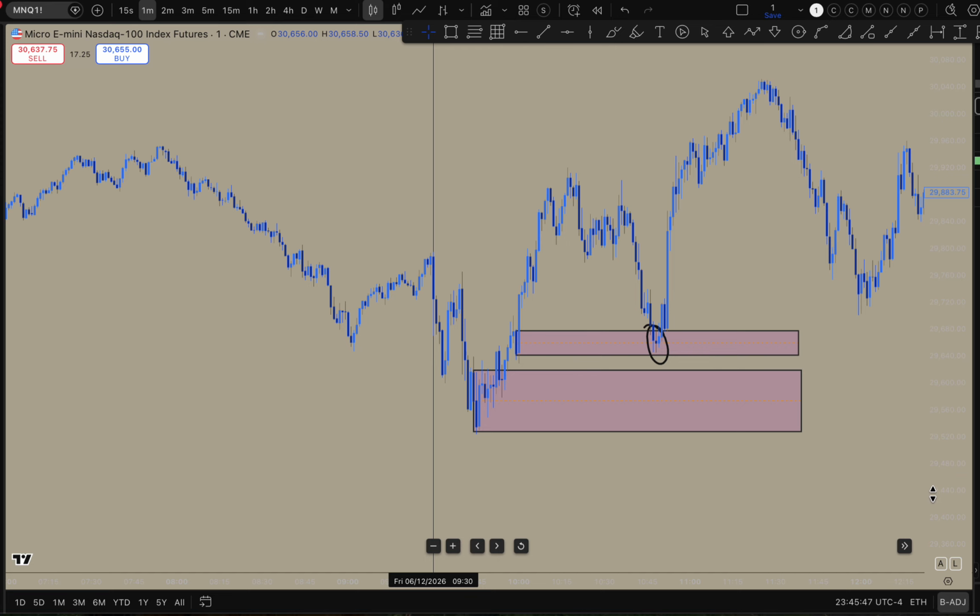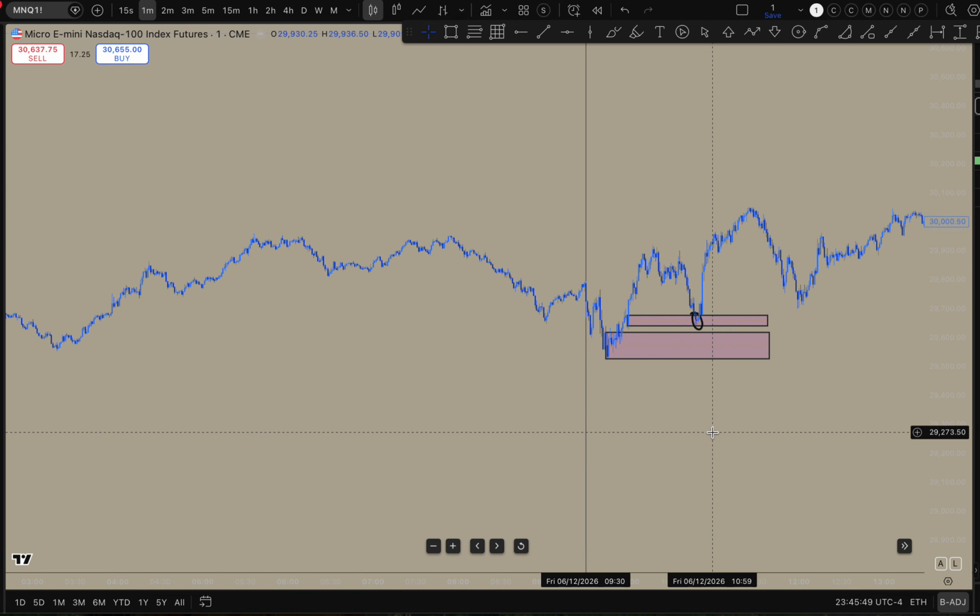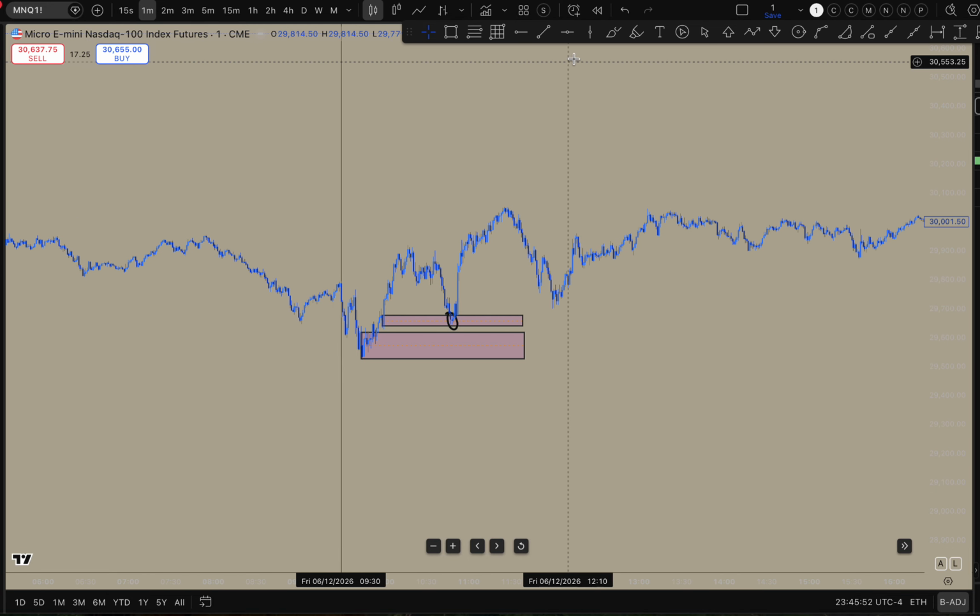So I hope that kind of explains what an order block is. It's not as confusing as most people think it might be, and I hope that helped.